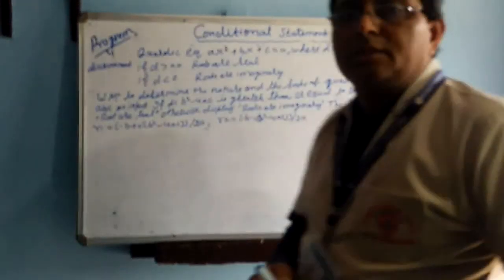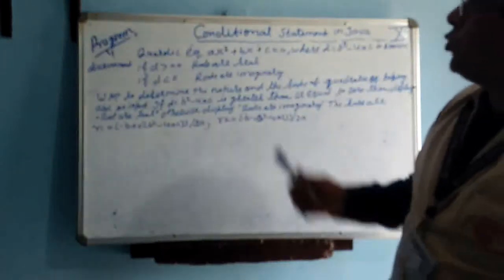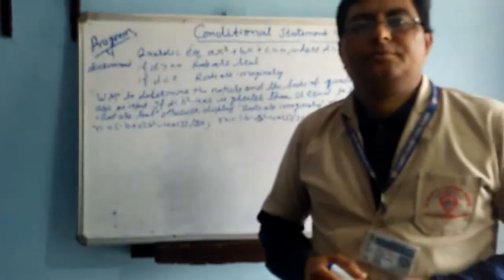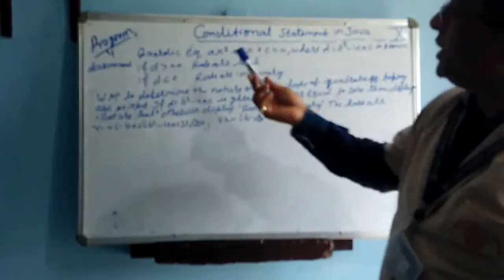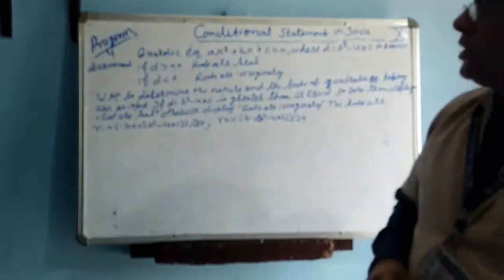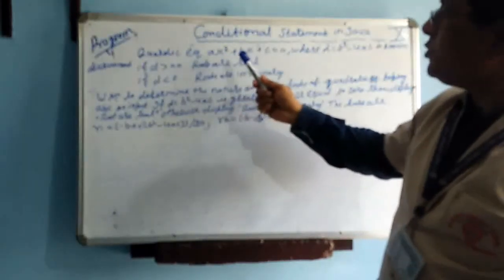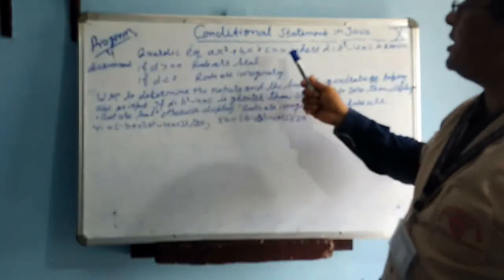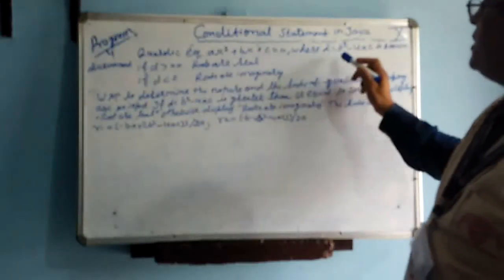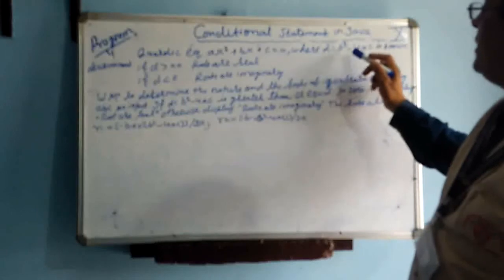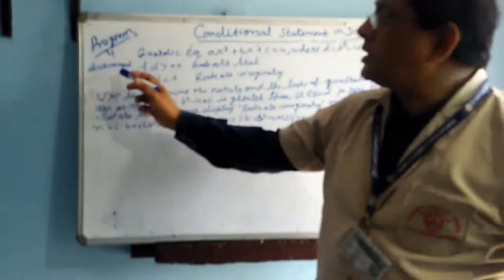Hello students, today we will discuss the problem of the quadratic equation. First of all, we have to know what the quadratic equation is. The quadratic equation is given as ax square plus bx plus c is equal to 0, where d is equal to b square minus 4ac, known as the discriminant.